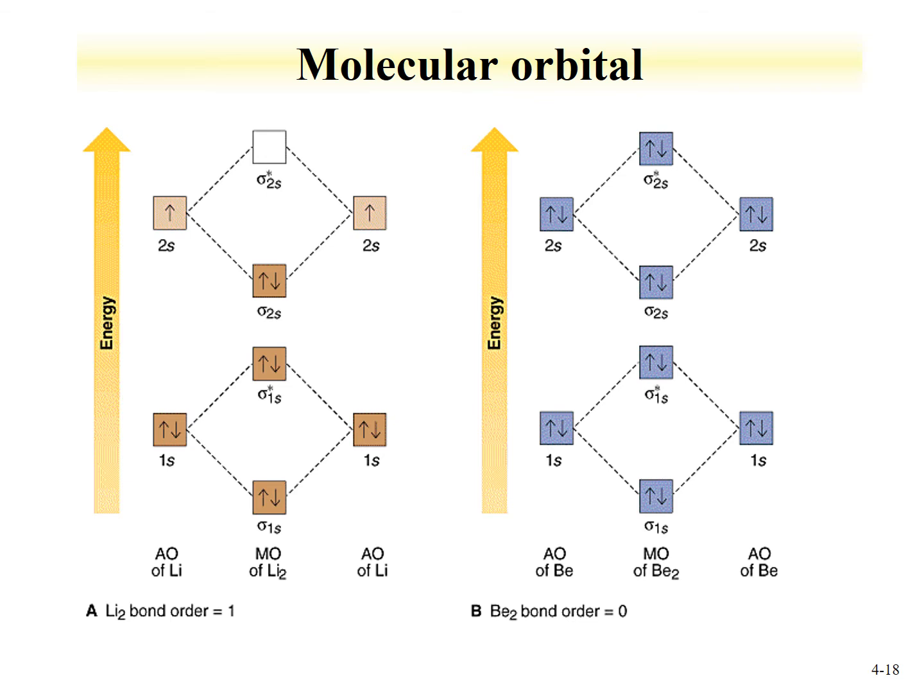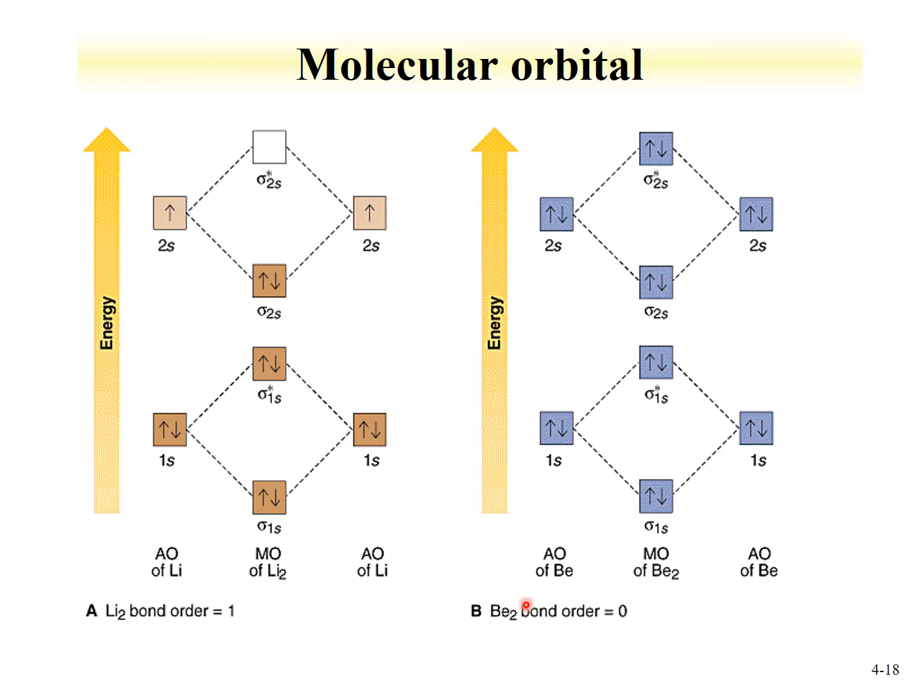Some simple examples of molecular orbitals here are for diatomic lithium and beryllium. As we see here, each lithium has 3 electrons. We form bonding and anti-bonding 1 sigma, and then this bonding 2 sigma orbital.